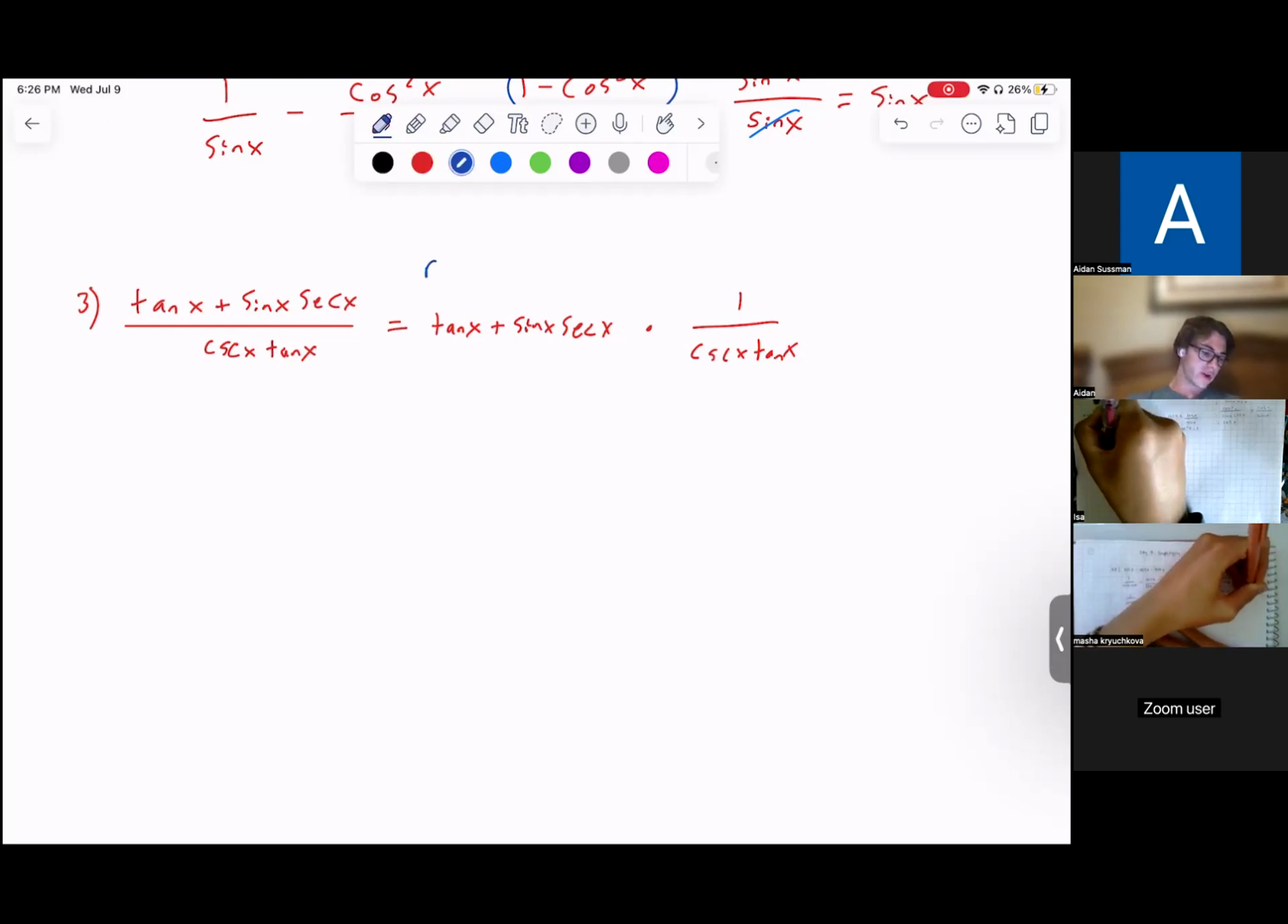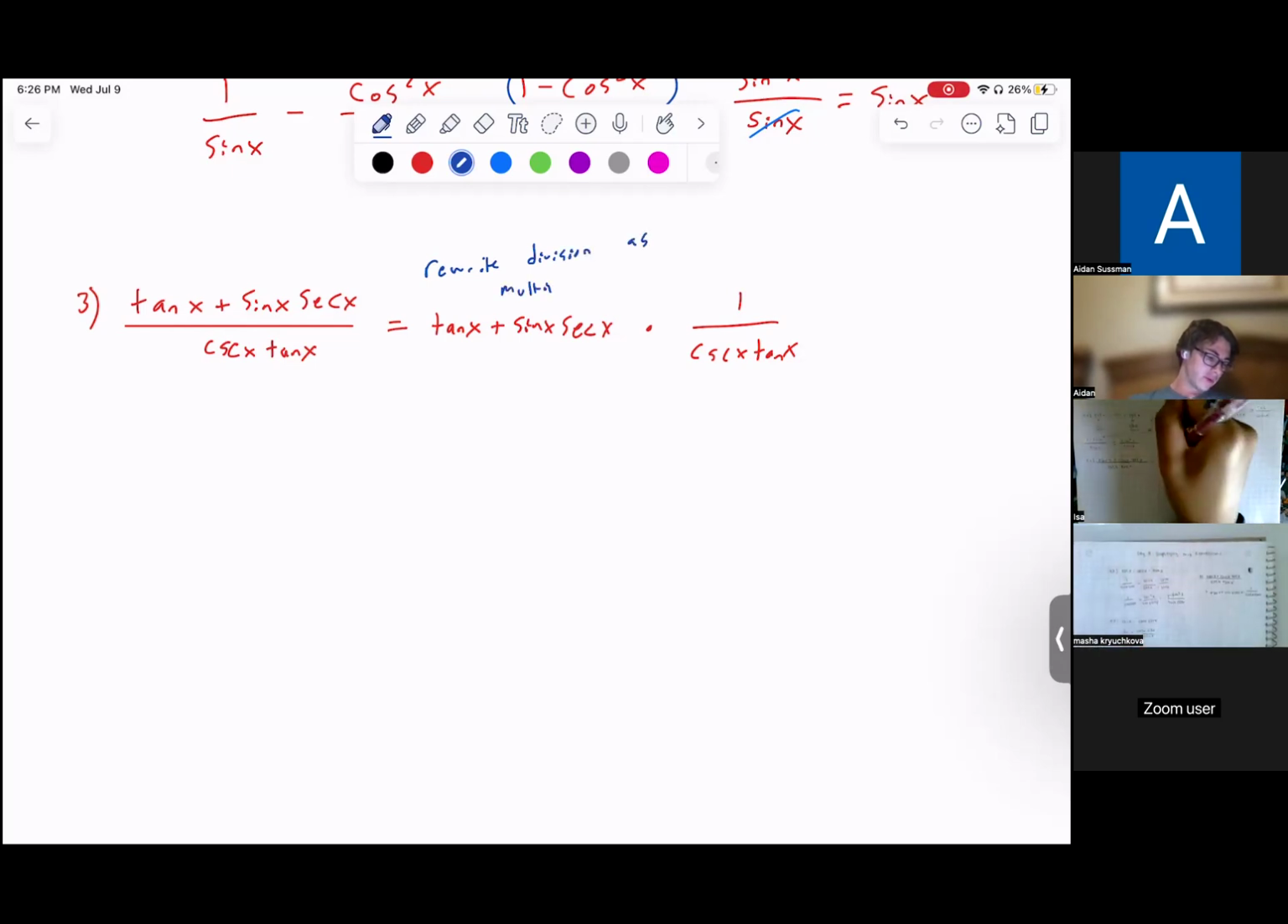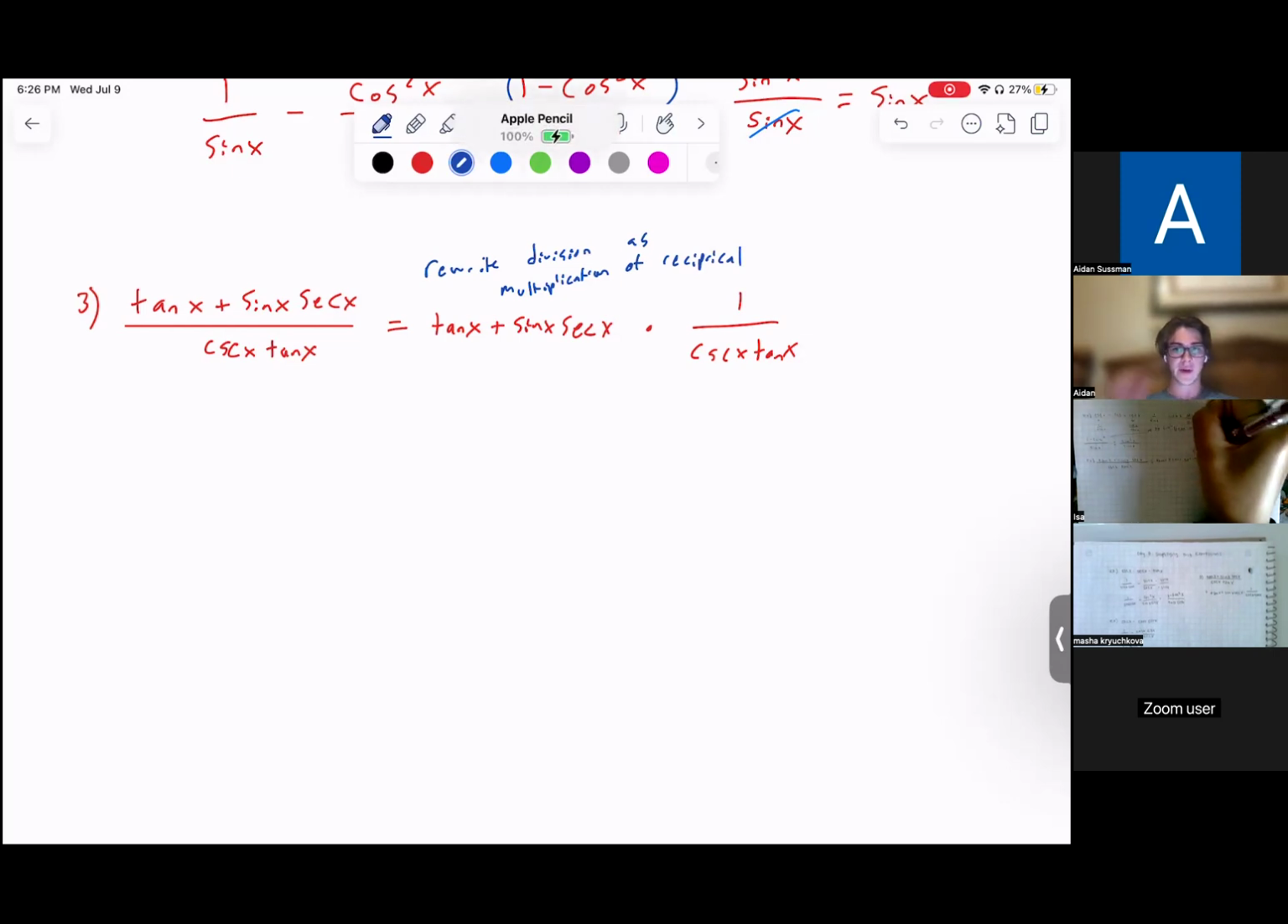I always like to rewrite division as multiplication of the reciprocal. Does anyone have any questions on that? Does that make sense? So anytime you have a big messy fraction like this, take the numerator and multiply it by 1 over the denominator. They mean the exact same thing, but it'll make it easier for us to see what cancels out when we start to replace things.